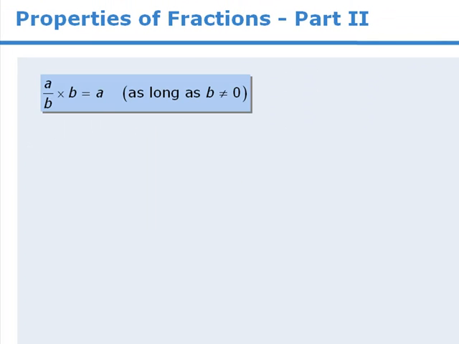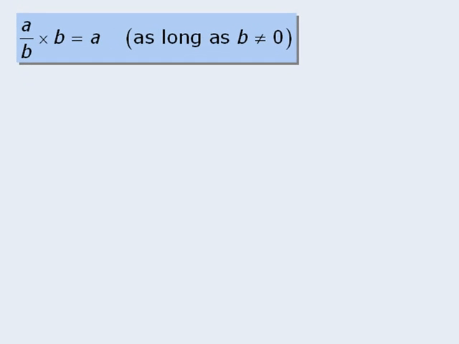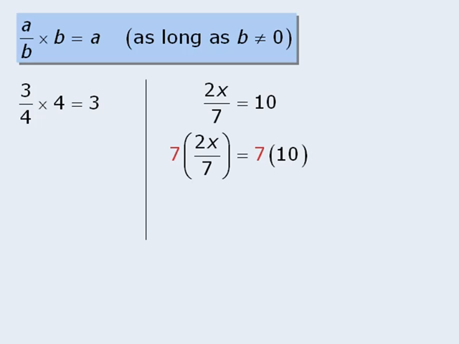Alright, the next property is related to multiplication. It says, if we take a fraction and multiply it by its denominator, the result is the numerator. So, for example, 3/4 times 4 is equal to 3. We can also apply this rule to help us solve equations. Here, if we multiply both sides by 7, we get 2x on the left-hand side, and we get 70 on the right-hand side. From here, we can divide both sides by 2 to see that x is equal to 35.